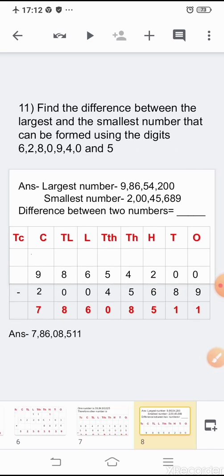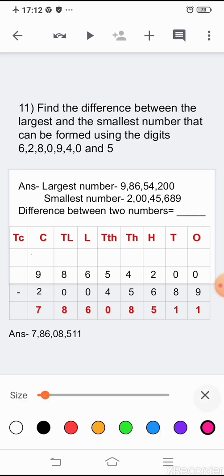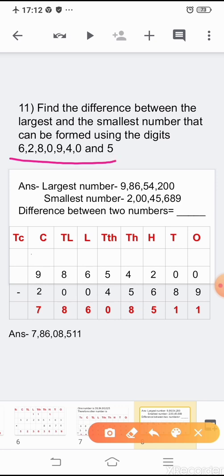Now here the sum is: find the difference between the largest and the smallest number that can be formed using the digits 6, 2, 8, 0, 9, 4, 0 and 5. From this, you have these digits given, you have to first form the largest number.